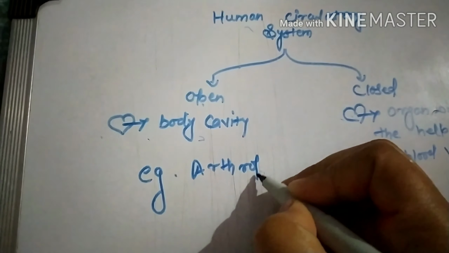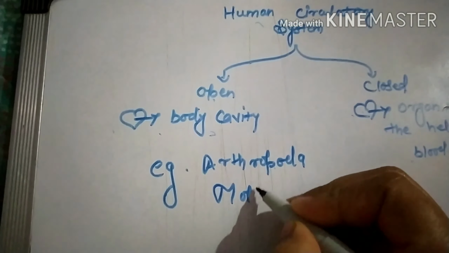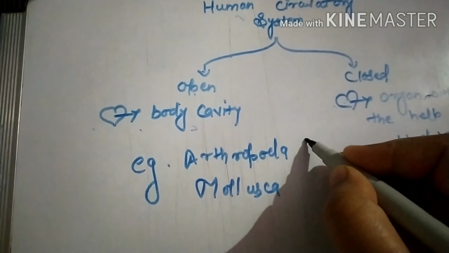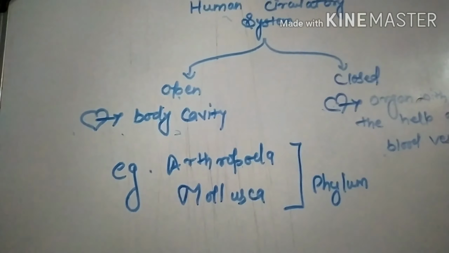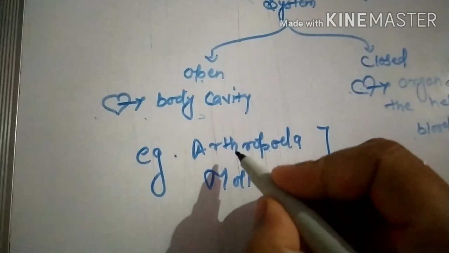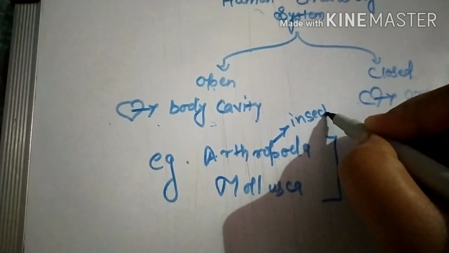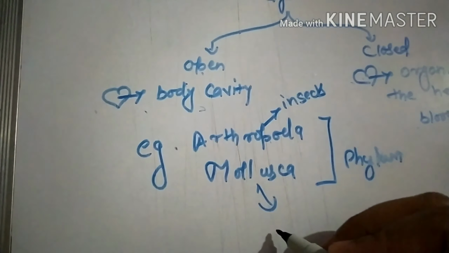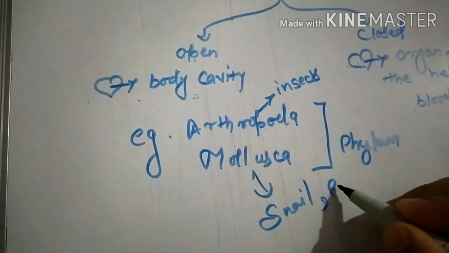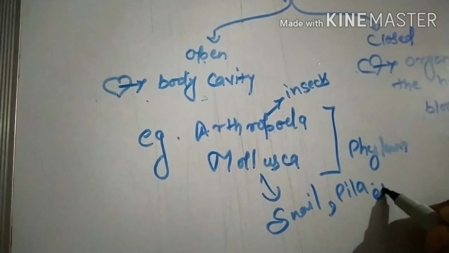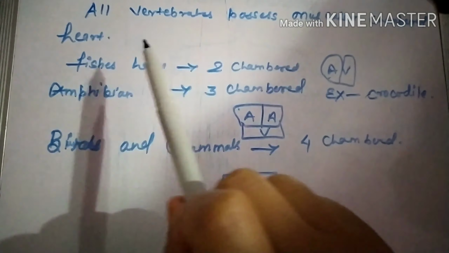Arthropods are animals with jointed appendages; these are two phyla that come under taxonomy, which I dealt with in chapter 1. So go and watch lecture 1 which I taught for class 11th. Arthropods include insects, while molluscs include snails, pila, apple snail like animals, while annelids and chordates have a closed circulatory system.